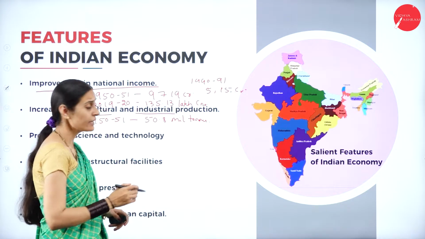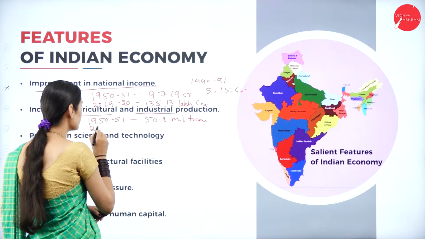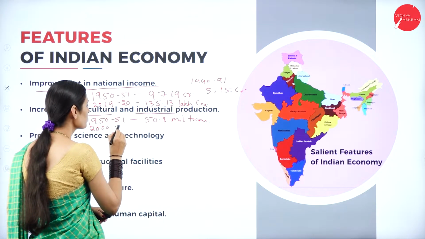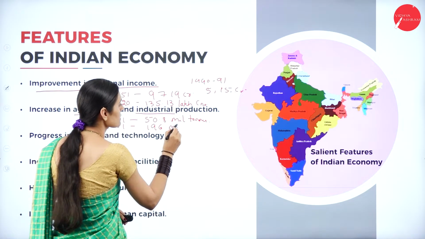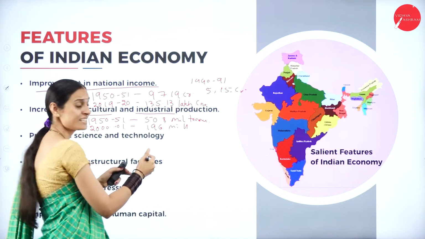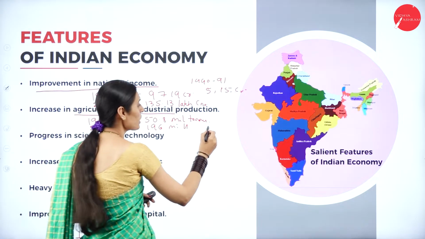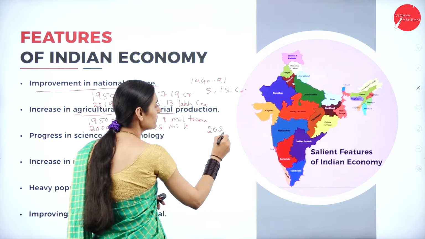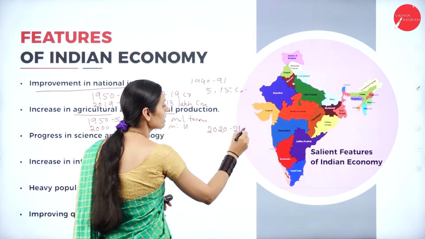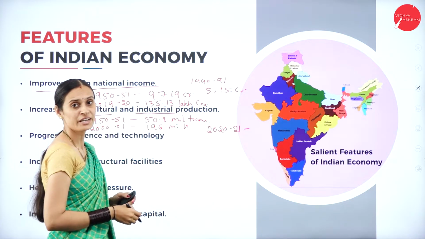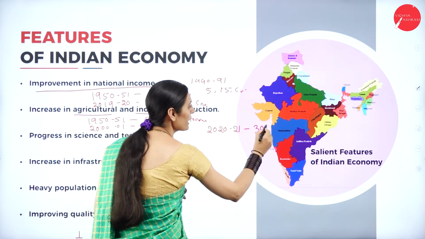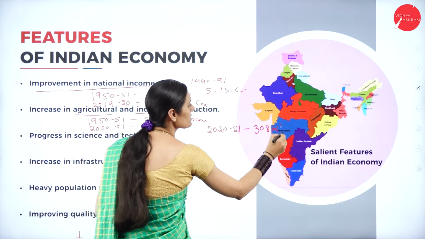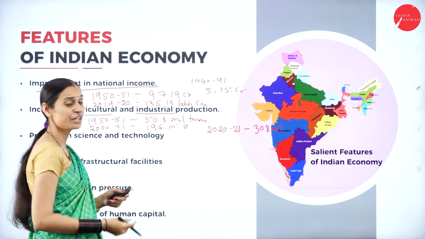Okay, in 2000 to 2001, it was 196 million tons, just increasing. And in 2020-21, what is the agriculture production? That is approximately 308 million tons. So how much is it increasing?